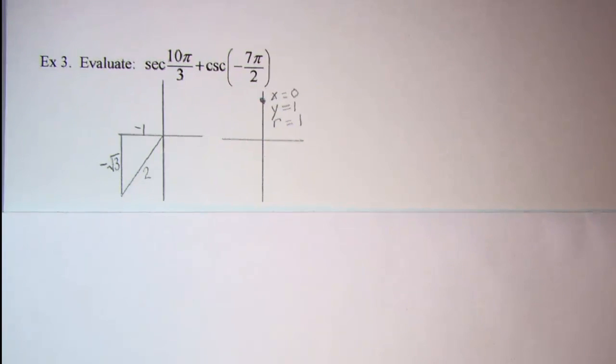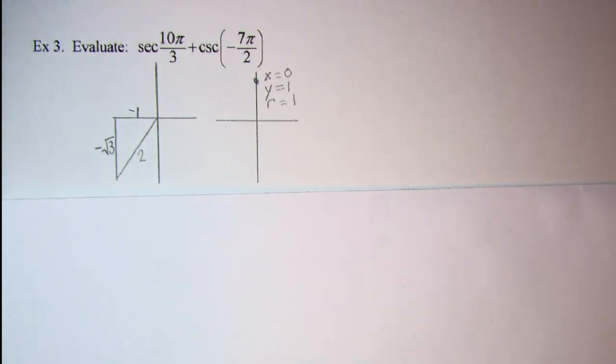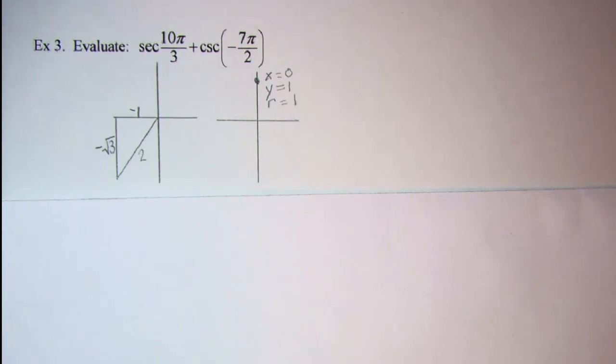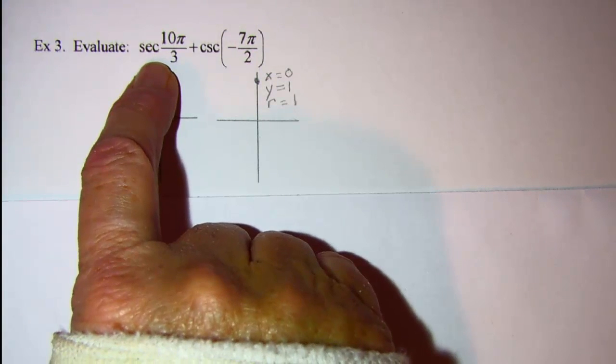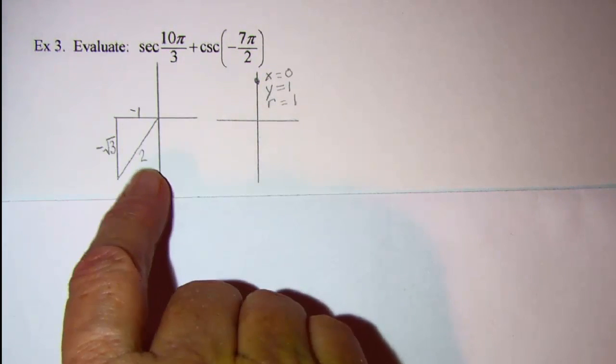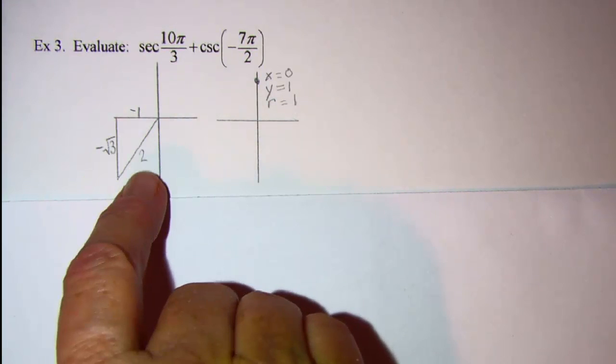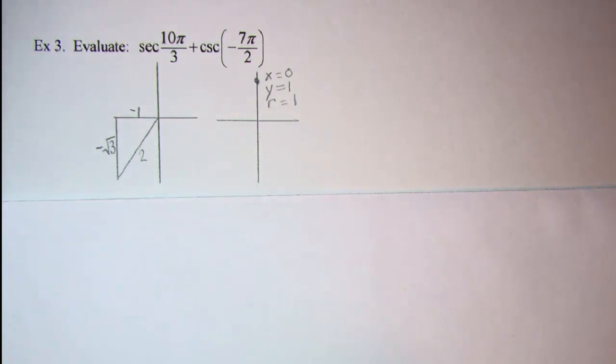Once you have your reference drawings, then you can think about reciprocals. Secant is the reciprocal of cosine. So cosine is negative 1 over 2 because it's adjacent over hypotenuse. So I want the reciprocal of negative 1 over 2, which will be negative 2 over 1.